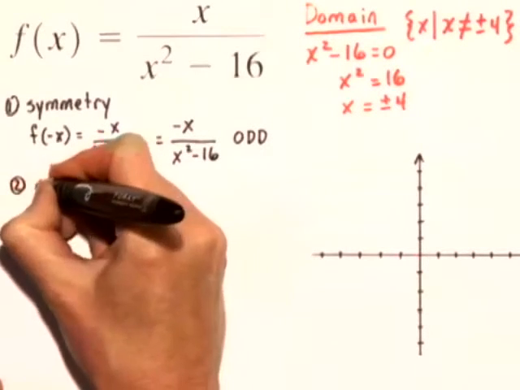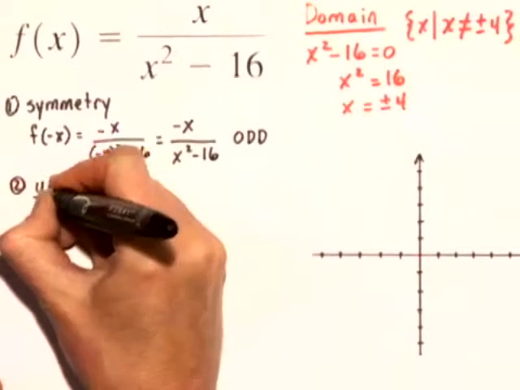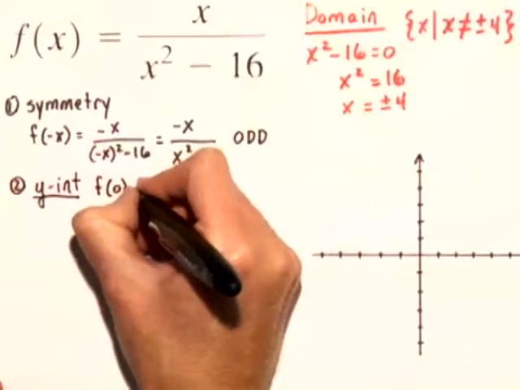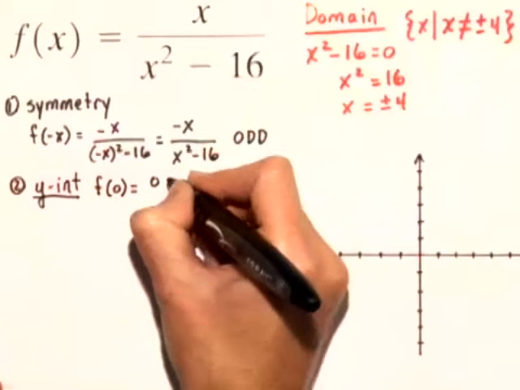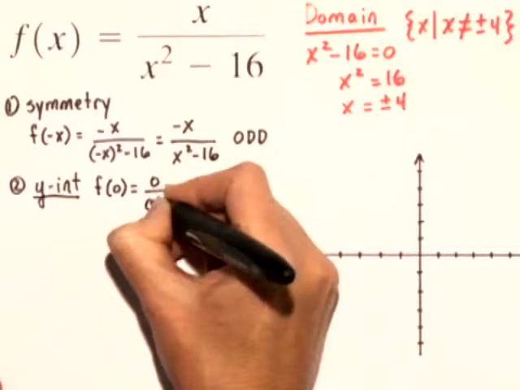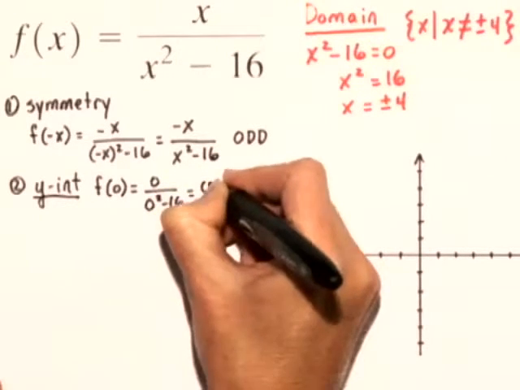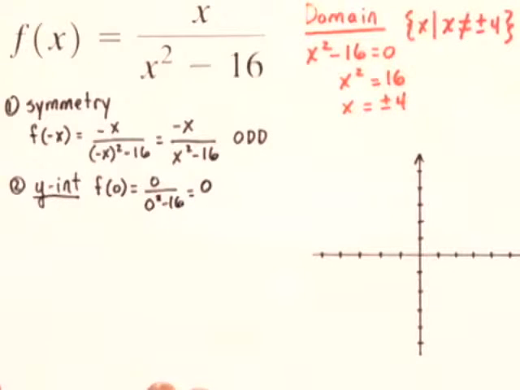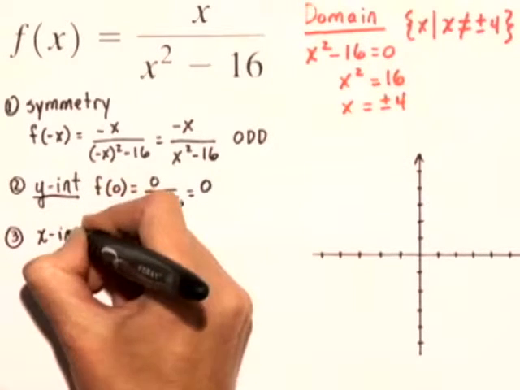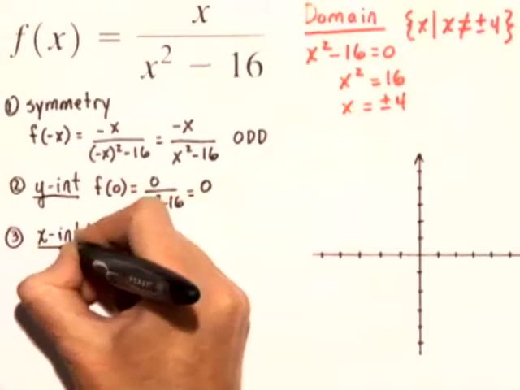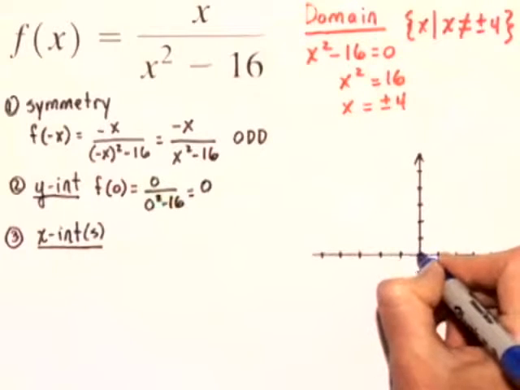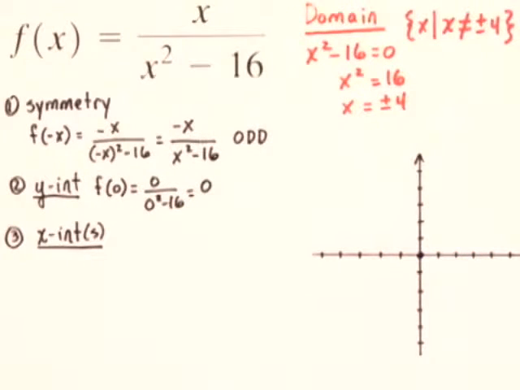And let's find any y-intercept if it exists. We find the y-intercept by letting x equal 0. So we're really finding f of 0, and that's equal to 0 over 0 squared minus 16, which is just 0. So our y-intercept is 0. So in step 3, we want to find any x-intercepts. Now, anytime we have a y-intercept of 0, clearly the x-intercept is 0 as well, but there may be additional x-intercepts.